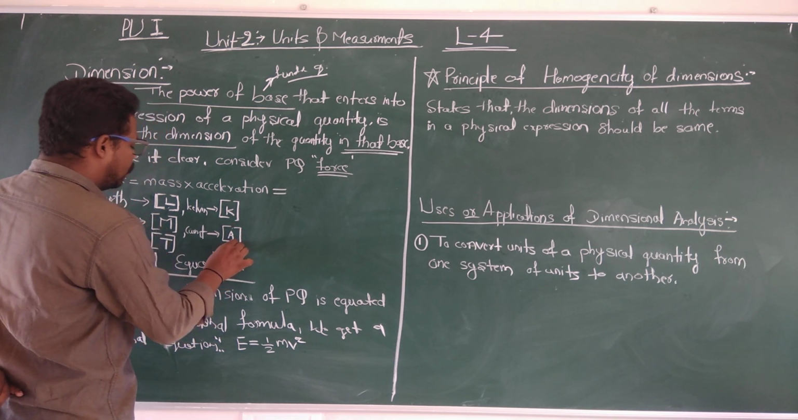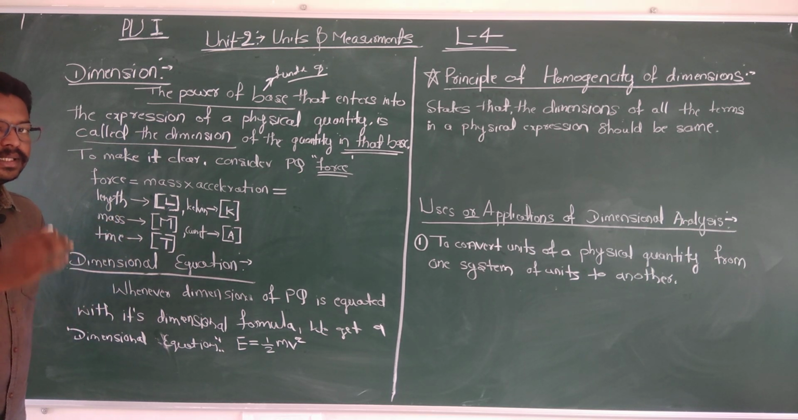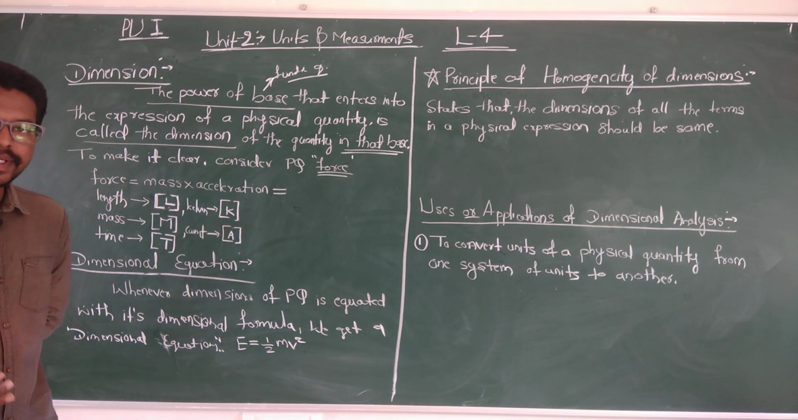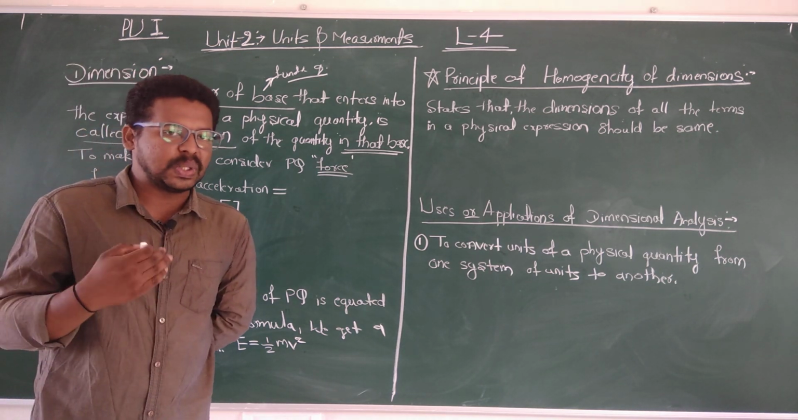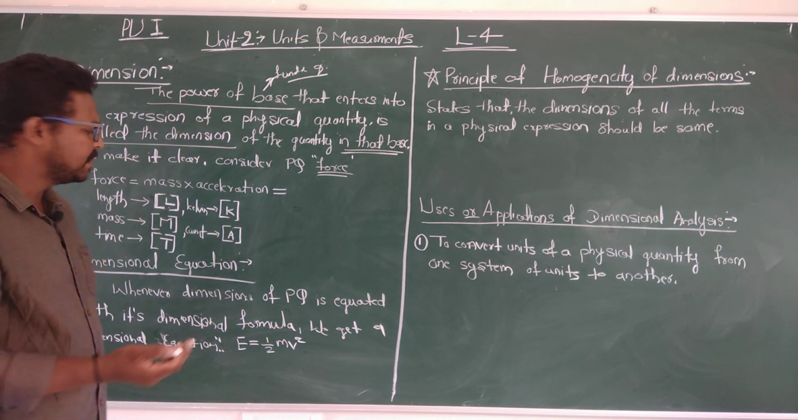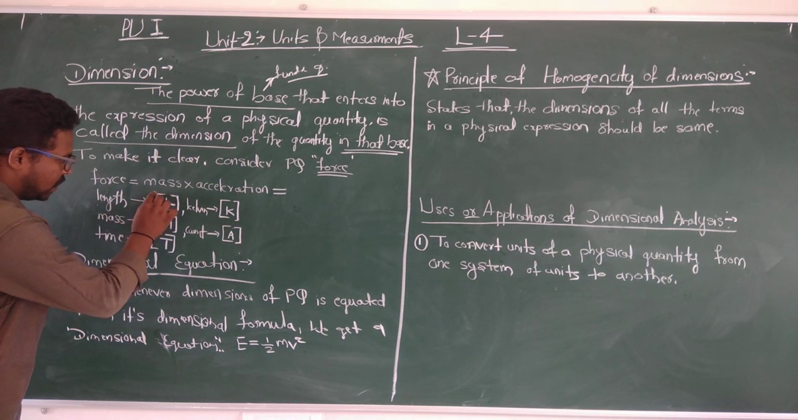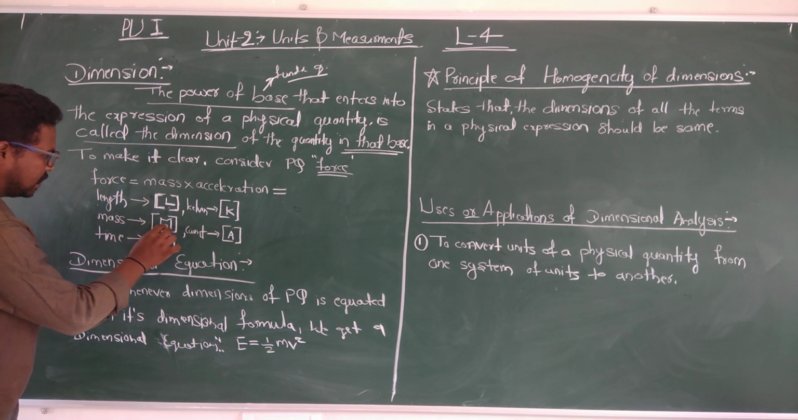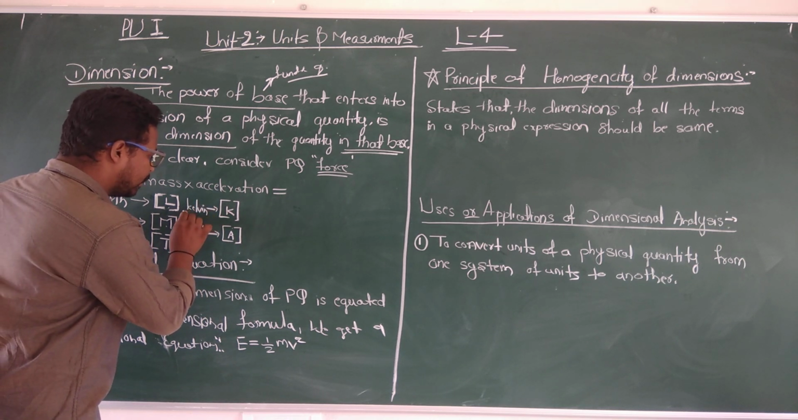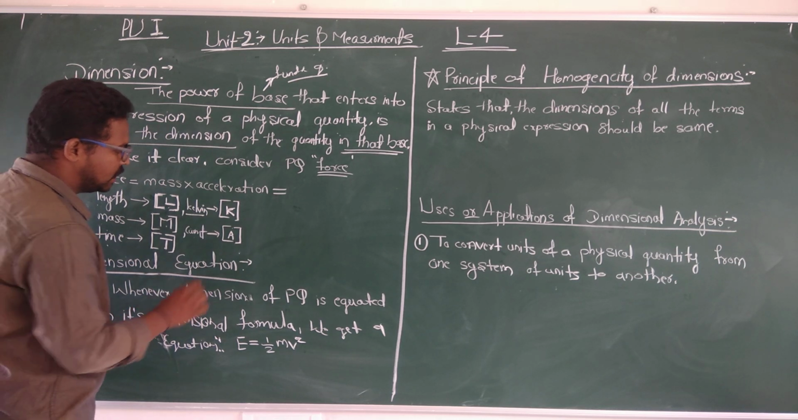We are dealing with these five dimensional quantities in the further classes, because these five are the most important and are involved in most of the derivations and expressions of physical quantities. So the length dimension is capital L, mass is capital M, time is capital T, Kelvin temperature is capital K, and current is capital A.